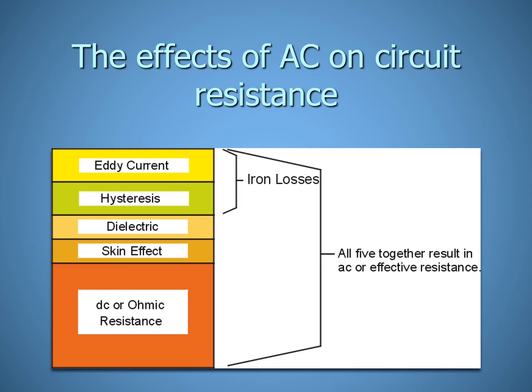However, when we have an AC circuit, not only do we have to think about the DC ohmic value, we also have to think about the reactance of the circuit. So inductive reactance and capacitive reactance. And we also have to think about four other types of losses being eddy currents, hysteresis, dielectric losses, and skin effect. And all of these five components together create what's called an AC or an effective resistance.